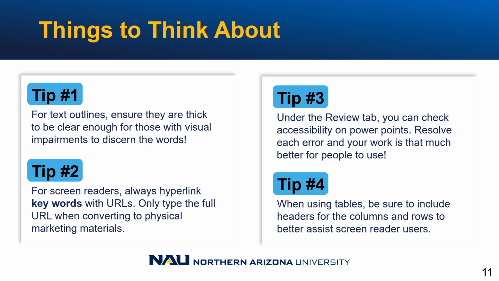Next, here are some tips or additional things to think about. Number one, for text outlines, ensure that they're thick enough for individuals with visual impairments. Number two, for screen readers, always hyperlink keywords with URLs. Only type the full URL when converting to physical marketing materials. Number three, under the Review tab, you can check accessibility on PowerPoints. When you resolve each error, your work is that much easier and better for people to use. And number four, when using tables, be sure to include headers for the columns and rows within the table to better assist screen reader users.